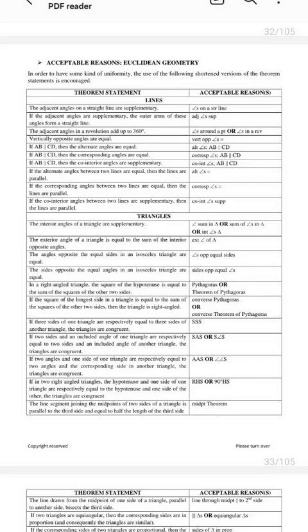Okay. And the sixth statement we are going to look at for today is the one that says if the square of the longest side in a triangle is equal to the sum of the squares of the other two sides, then the triangle is right angled.